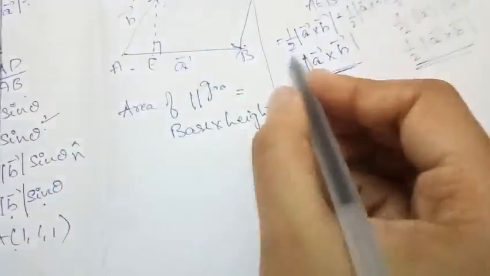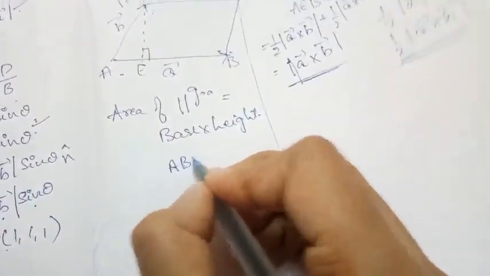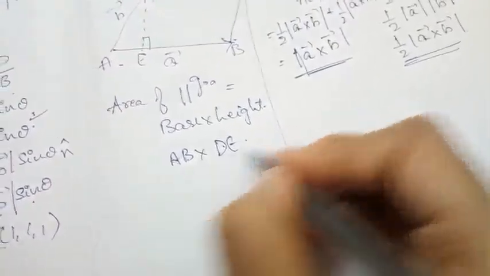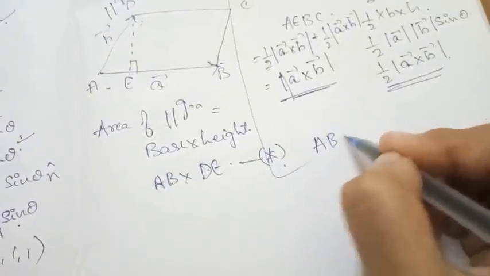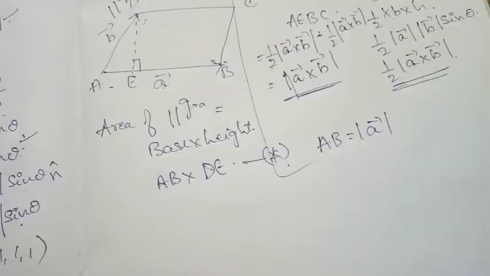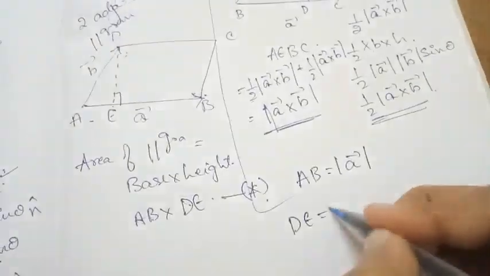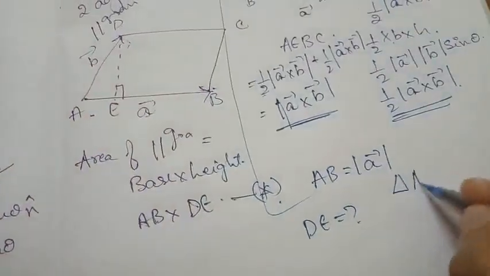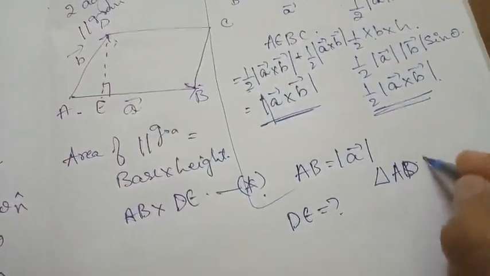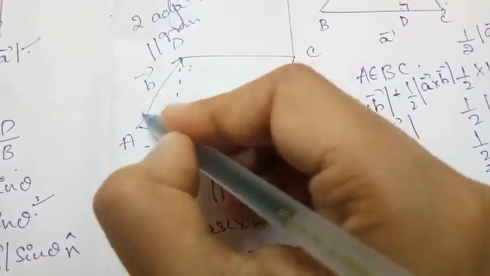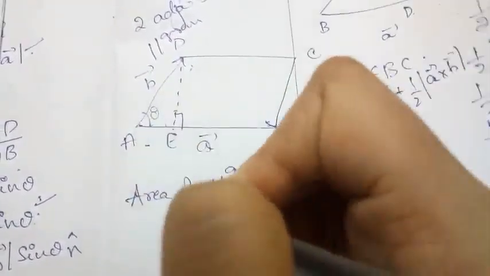So what is the base here? It is nothing but AB. What is the height? It is nothing but DE. Now I'll take this as star. So what is AB? It is nothing but the magnitude of vector A. To find DE, consider the triangle ADE. In this triangle, this is 90 degrees. Let theta be the angle between vector A and vector B.